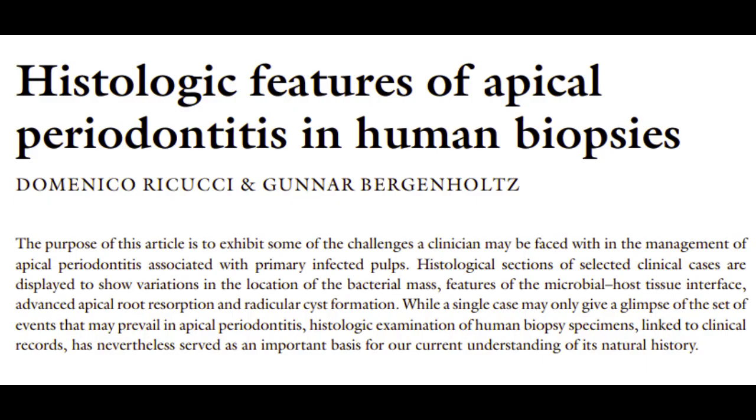Some researchers, including Ricucci and Bergenholtz in 2004, disagreed with the claim that surgery should be performed based solely on the appearance of a lesion in radiograph. They suggested that factors such as size, shape, and margin should not be the only criteria for determining the need for surgery. Recommendation for apical surgery based upon a cystic appearance in radiograph must be regarded, and I quote, as a treatment planning error. Thank you.